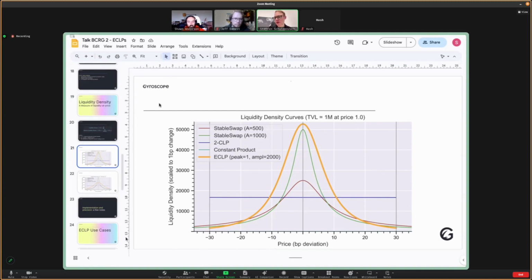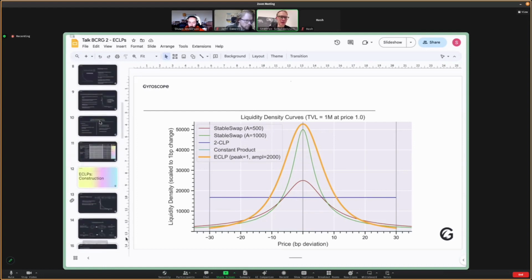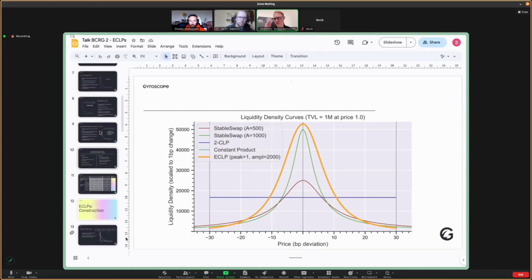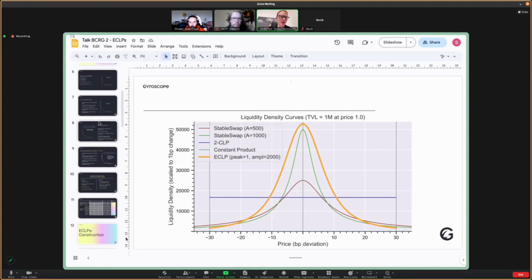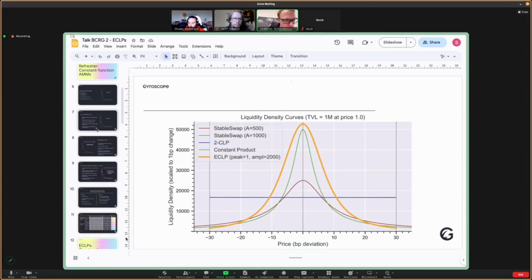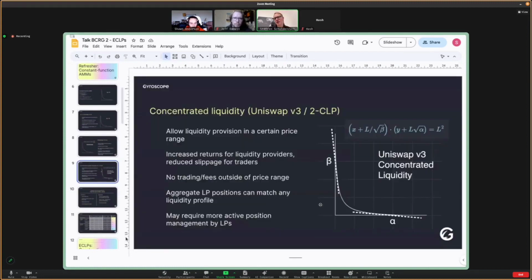Steffen, can you remind us what is 2CLP? Oh yeah, right. So maybe I should talk about that more. The ECLP is actually the third iteration of pools that we made. We have two more. So a 2CLP is a single Uniswap V3 tick. Essentially this AMM, constant product with concentrated liquidity. And we call this the 2CLP. So it's a concentrated liquidity pool with two assets and almost flat liquidity density.